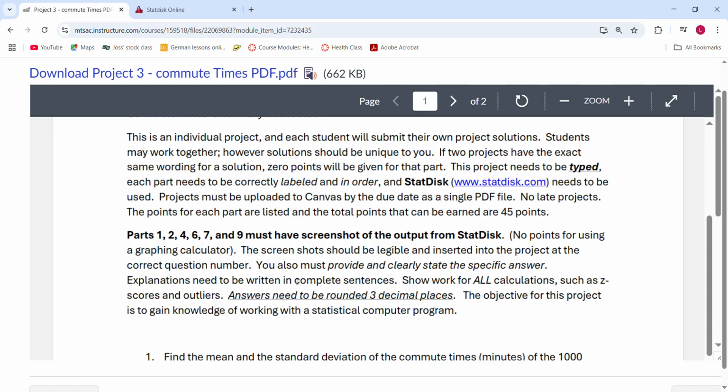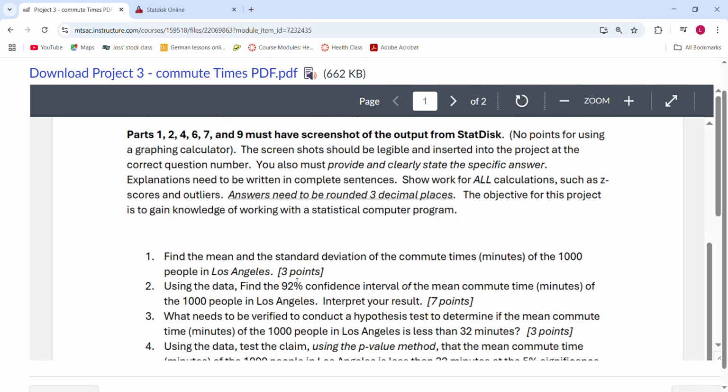Again, we're going to be using StatDisk quite a lot for this project, and so parts 1, 2, 4, 6, 7, and 9 must all have screenshots of the output from StatDisk. Again, make sure they're legible and they're inserted into the correct part on your project. No points are going to be rewarded for those parts that are listed up above in bold if you use a graphing calculator. And we also say that you must provide and clearly state the specific answers, not just putting the screenshot, but also write your answer.